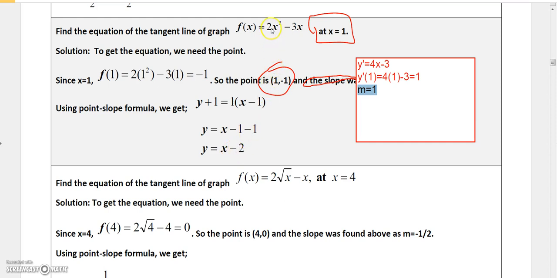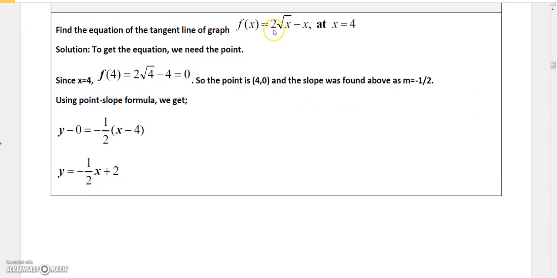Now I challenge you to graph the function and then graph this tangent line, and you'll see on the graph that this tangent line just barely kisses this function at the point 1, negative 1, and therefore is tangent to it. Alright, this is my last application here. So we have 2 square root of x minus x, and we want the equation of the tangent line at x equals 4. So we plug 4 in here to get the corresponding y value, which is 0. So we have the point 4, 0. Now this one we did find the slope for earlier, as it was negative 1/2. So we know the slope of this graph at 4 is negative 1/2.